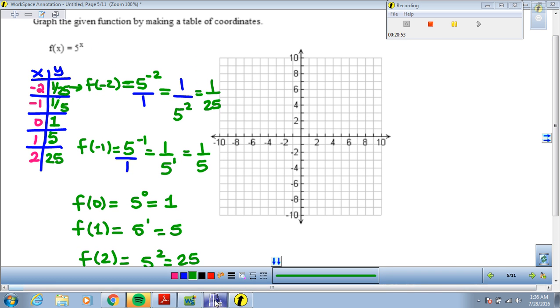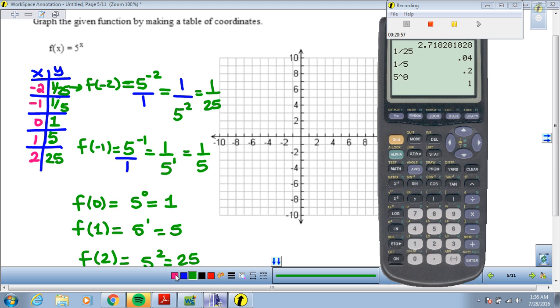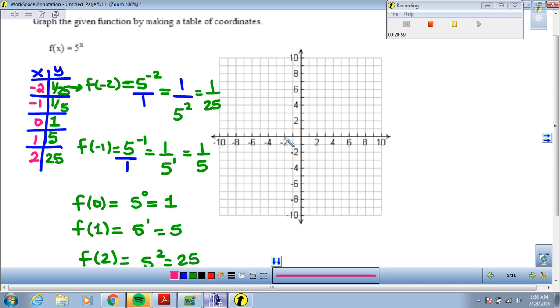We said 1 over 25 was 0.04. So I'm going to plot negative 2, 0.04, somewhere, let's say here, we're estimating. 1 over 5 was 0.2, so negative 1, 0.2 is slightly above that one. It has to be somewhere above. Then 0, 1. You see how we said that every graph of every exponential function has to pass through this point 0, 1. You can see it here. That's the y-intercept. It's going to cross the y-axis right there.